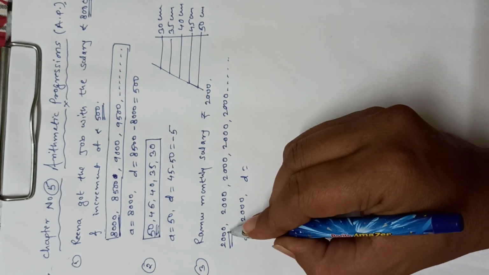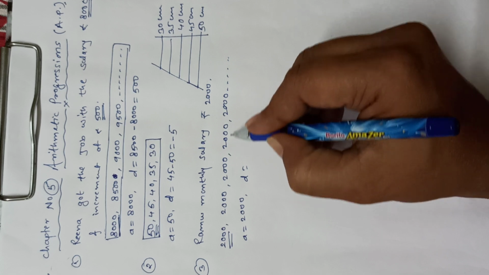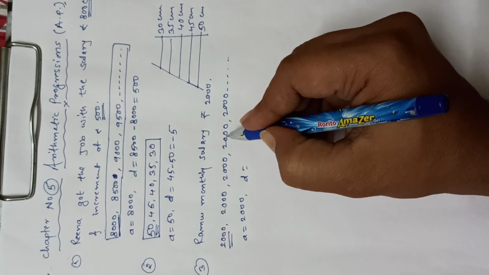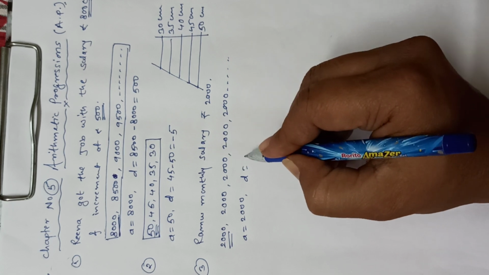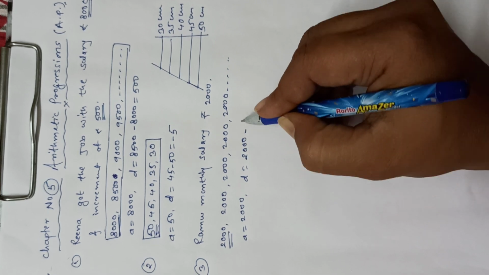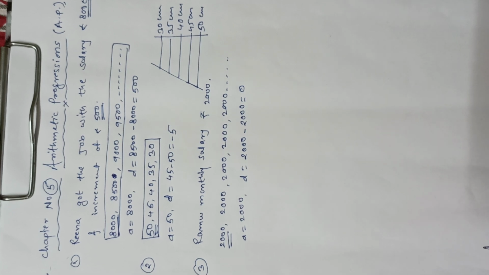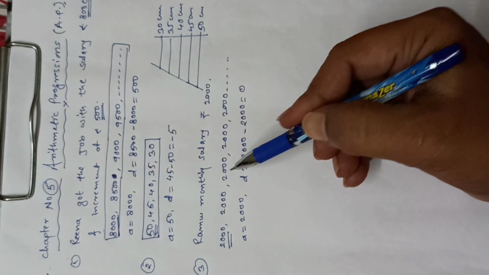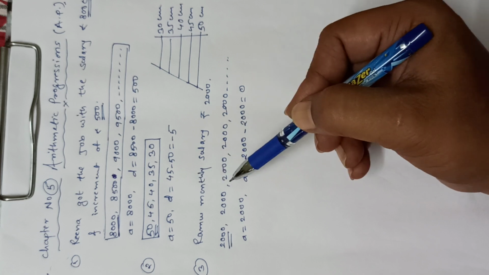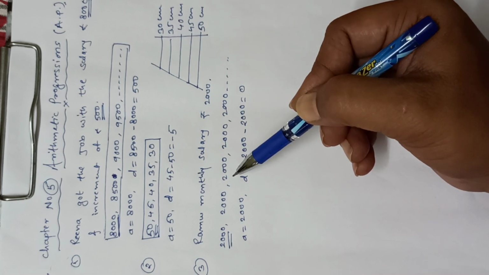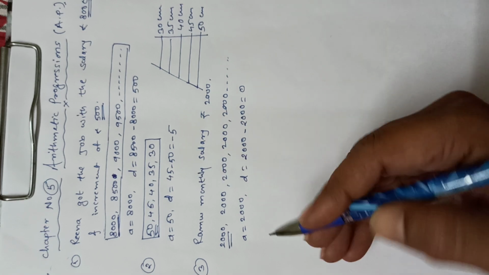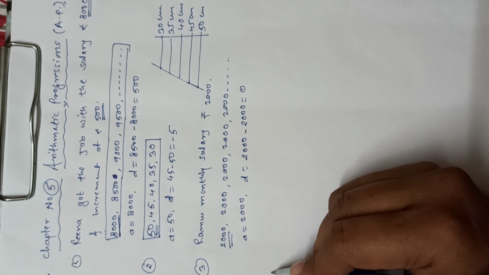term minus first term, or you can take any two adjacent terms, next term minus previous term, you have to do. So next term is 2000 minus previous term is also 2000, that is 0. So if you observe these three examples, all three examples are in AP. Now we will see the definition of AP. What is the definition of AP?